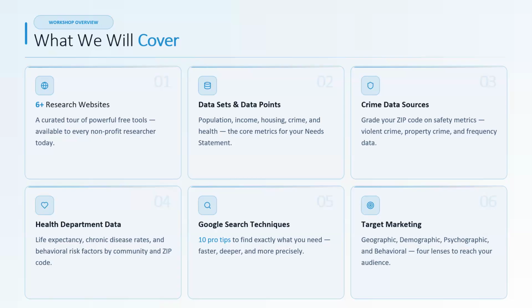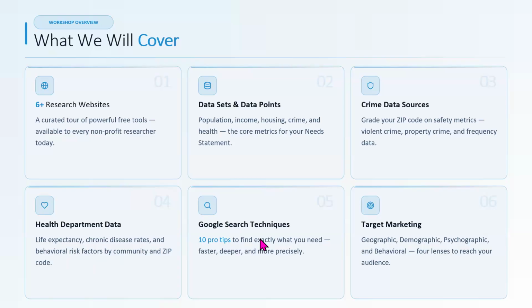We're also going to explore crime data sources. Here is what we're going to talk about: the site called zipcode.com, which gives us an opportunity to look at violent crime, property crime, and the frequency of data. Then we're going to go to the health department. That site is going to tell us about life expectancy, chronic illness rates, and behavioral factors affecting the community by zip code.